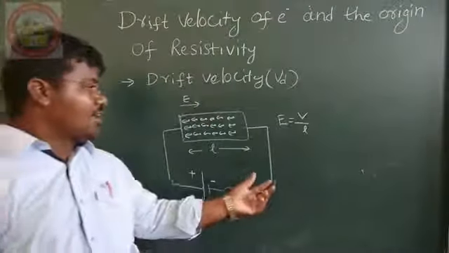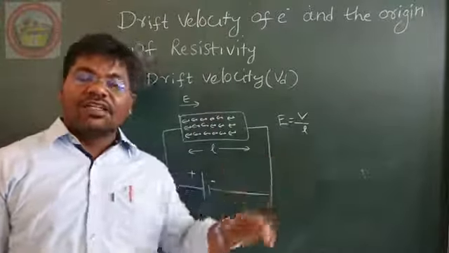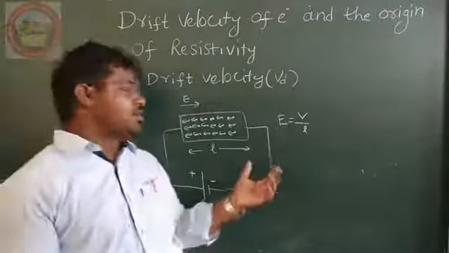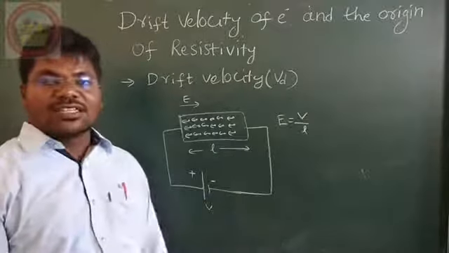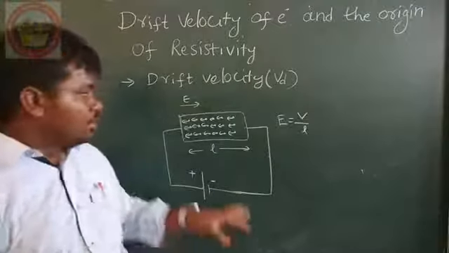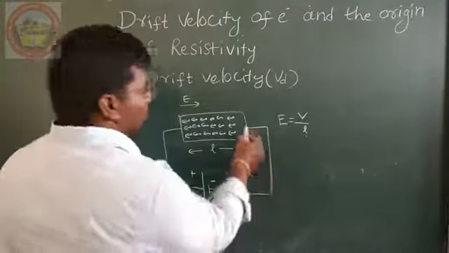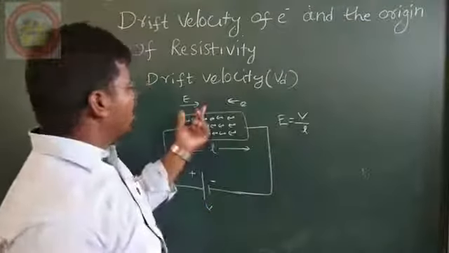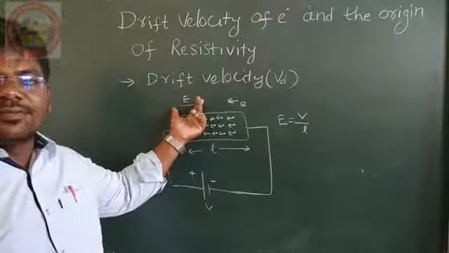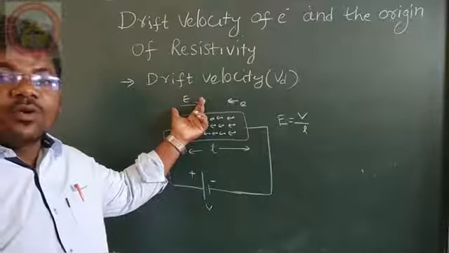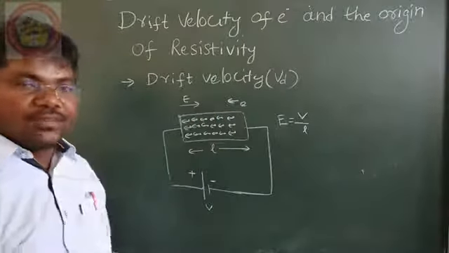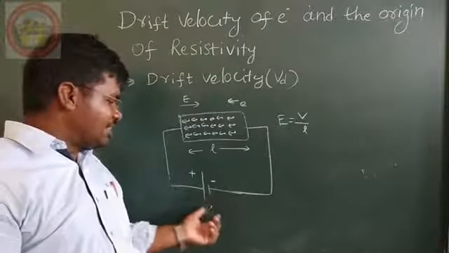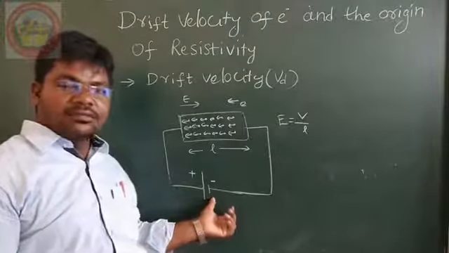Here, under the external electric field, the electrons are drifted from one place to another place. So the direction of electrons inside the conductor is opposite to the electric field. Now we know that here we can connect a cell or battery.